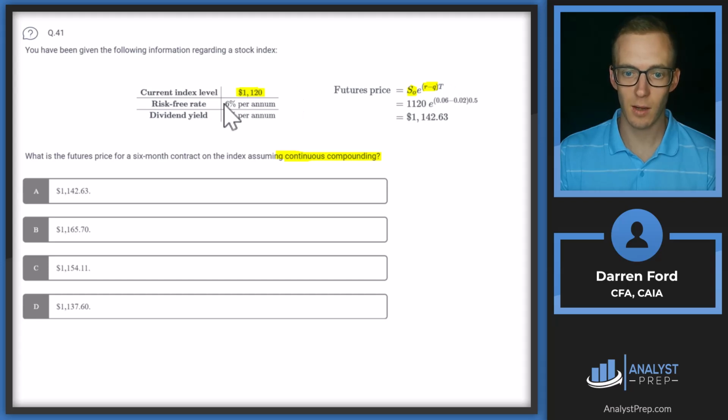So these are annualized numbers, but since we're only looking at a 6-month contract, our T will be 0.5. So we're going to have the 0.06 minus 0.02 times 0.5, and then we're going to raise that to the continuously compounded variable, and then multiply that by 1120 to get 1142.63, which corresponds right here with answer A.